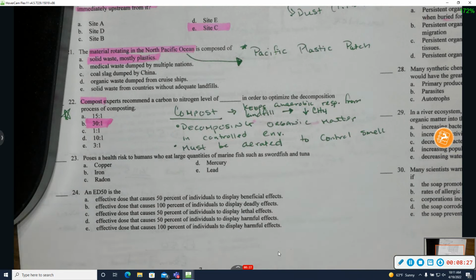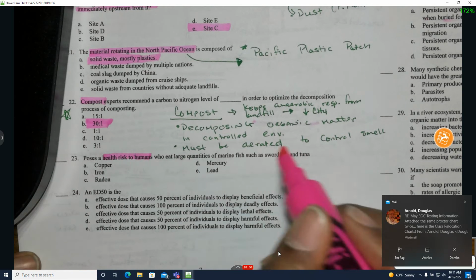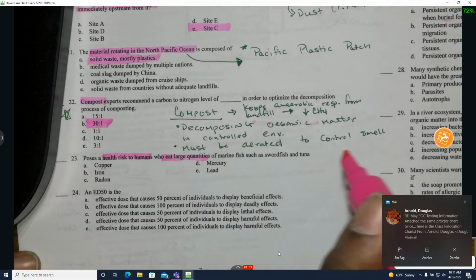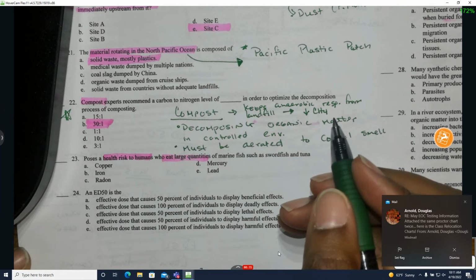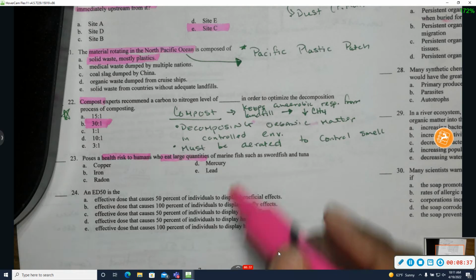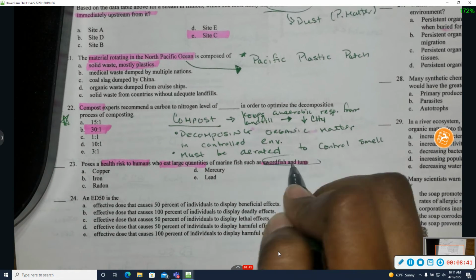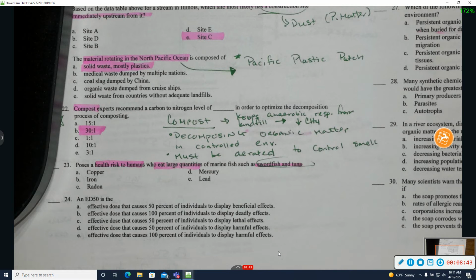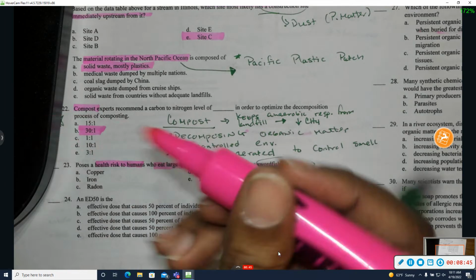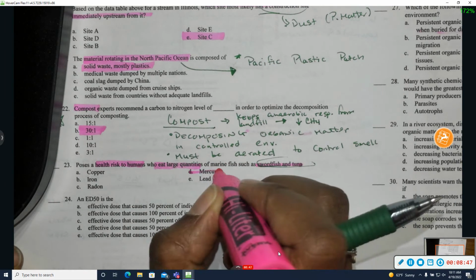Alright, so the next one is: poses a health risk to humans who eat large quantities. So your swordfish, sorry, that's the key one. So this is going to be your fish. Okay, what you should have put was mercury.